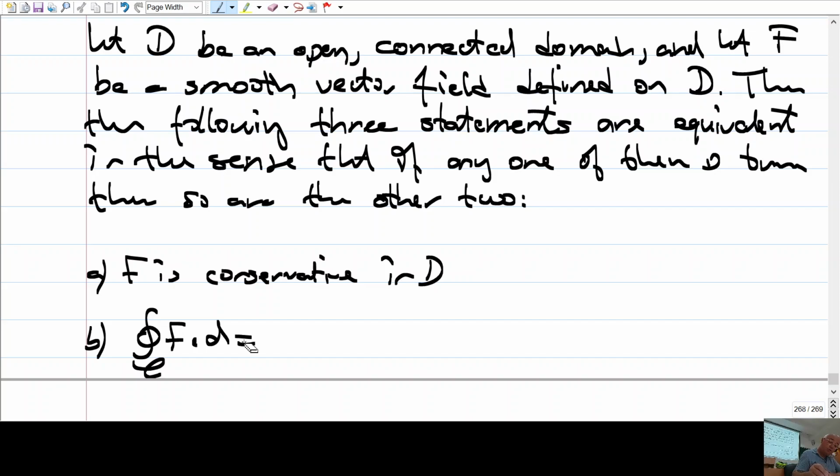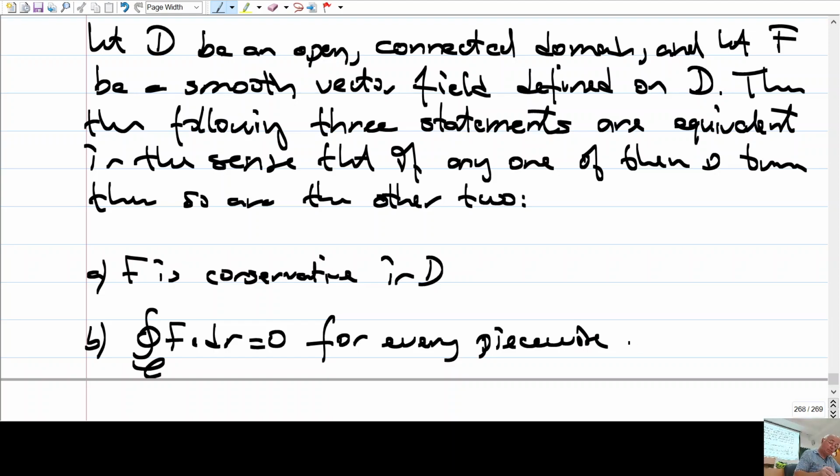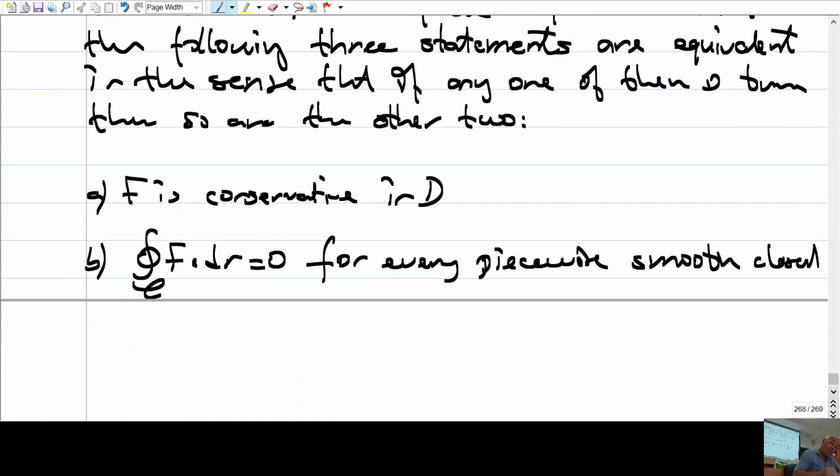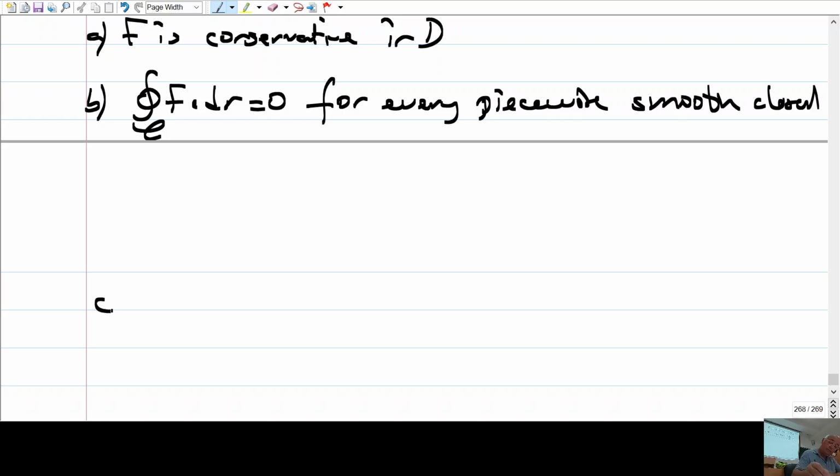This integral F dot dr is 0 for every piecewise smooth closed curve in D.